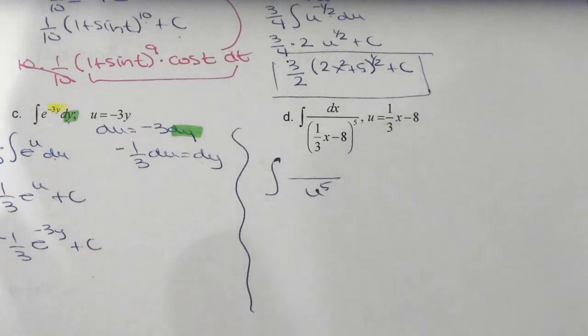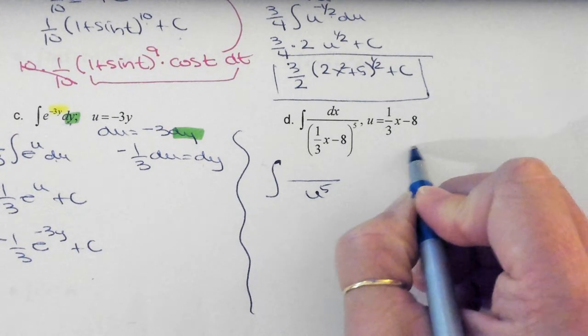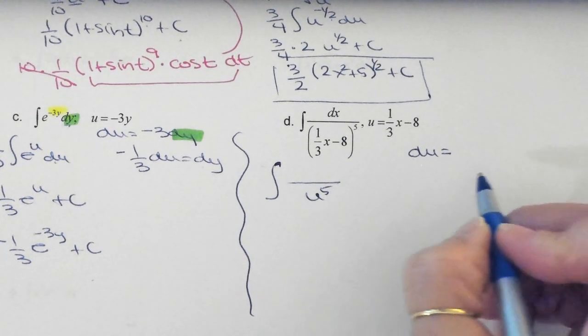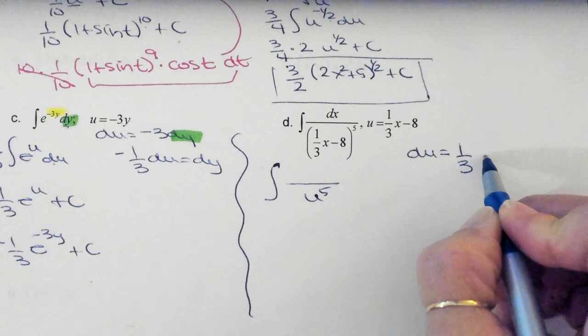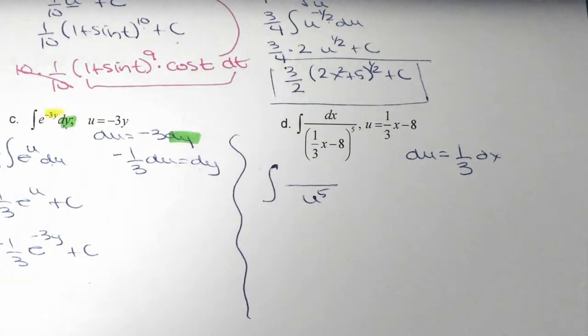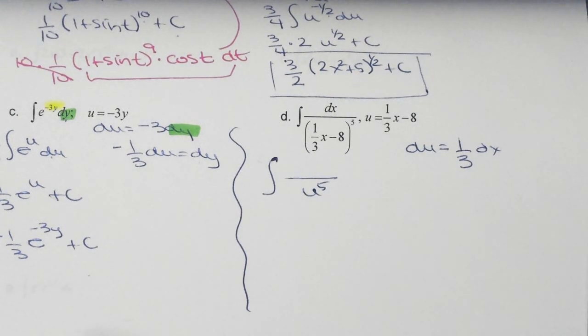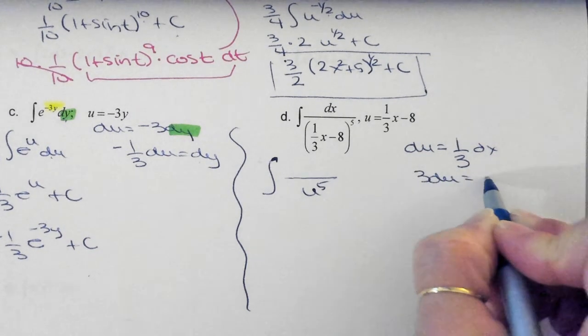The dx. Okay, so we're going to take the derivative of this. du is equal to what? What's the derivative? 1/3. What's missing? dx. Okay. So what's the problem? 1/3. But we can move that, right? It's not really a problem. So what do we do? Multiply by 3. 3 du is equal to dx.